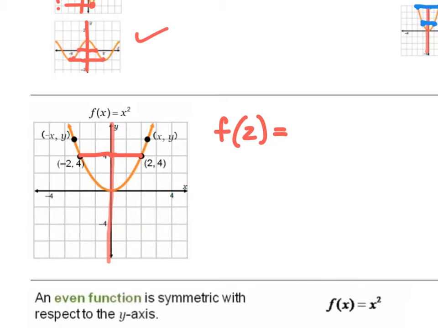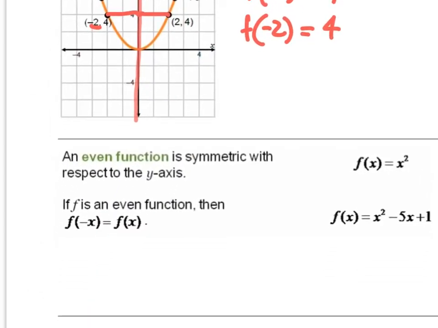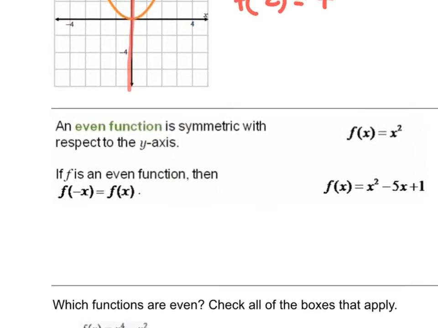Okay, if I plug in f of 2 into this function, I'm going to get 4. If I plug in the opposite value, f of negative 2, then I also get 4. And that's what's kind of nice about this: if I plug in a positive 2 or a negative 2, I get the same y value of 4. And that's where we lead into this idea of an even function.